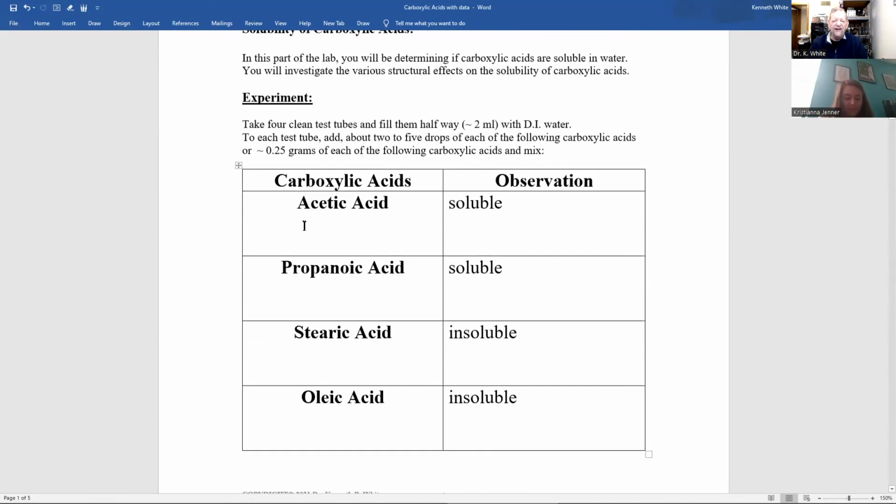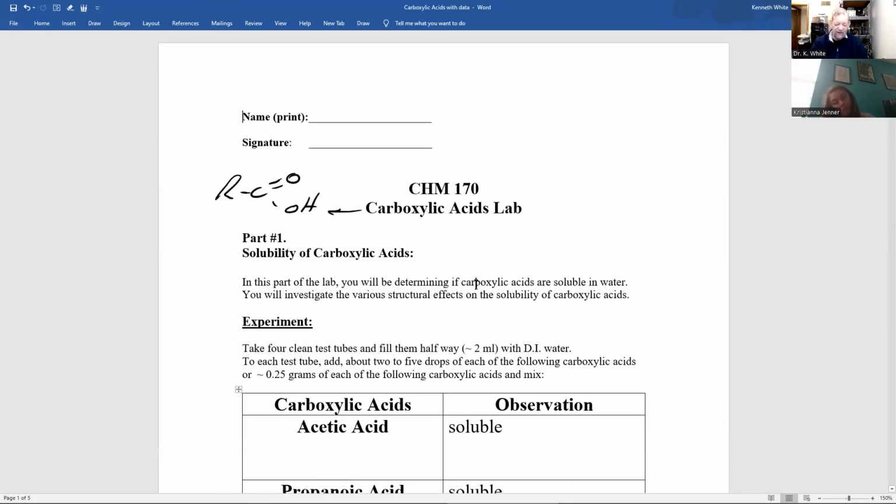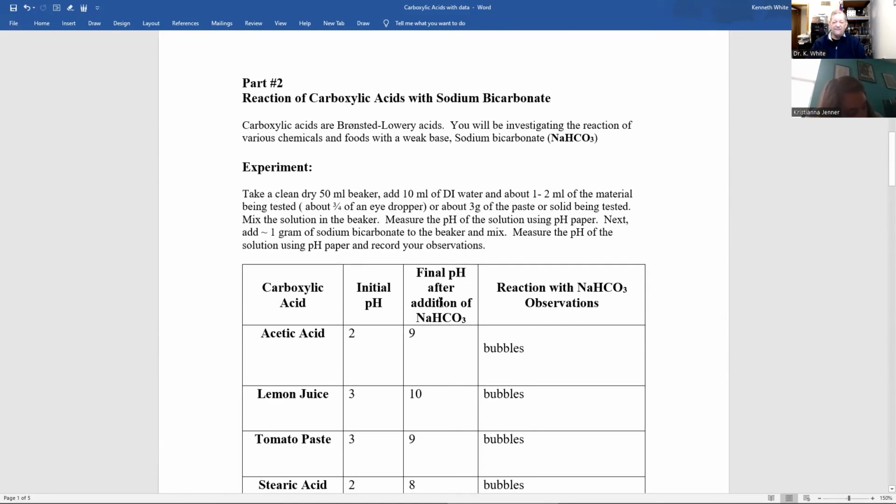Well, anyways, if you did this in a lab, you'd find acetic acid and propanoic acid are soluble, but stearic and oleic are insoluble. I will give you a little hint. Consider how big R is and the solubility. And that's a structure effect. All right, let's move on.